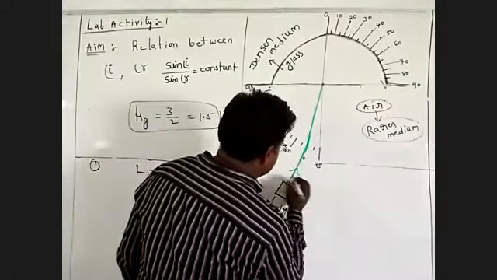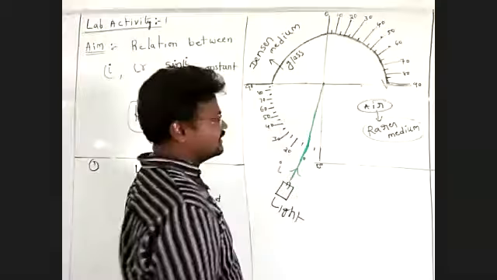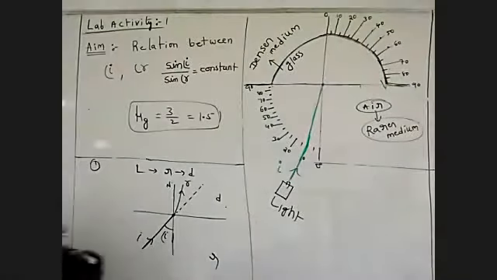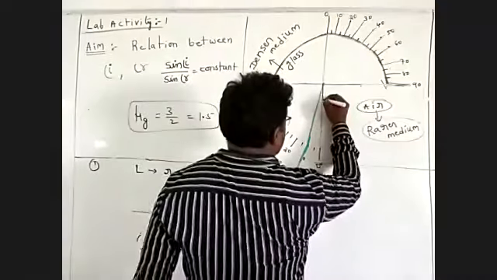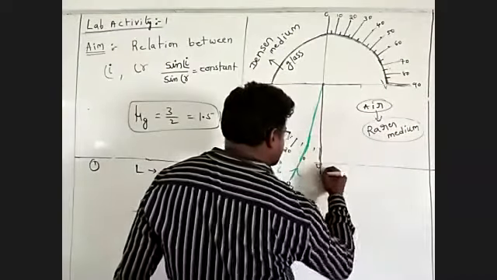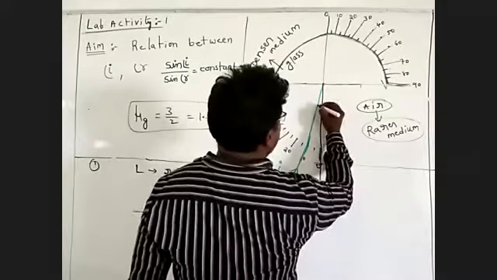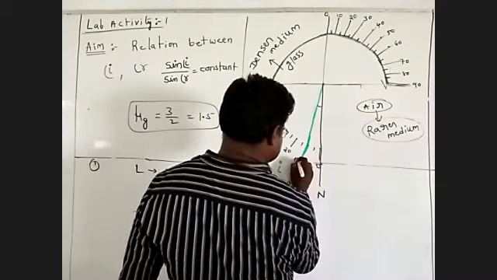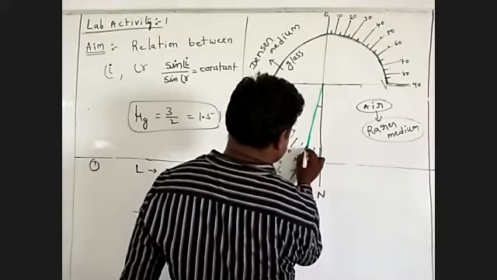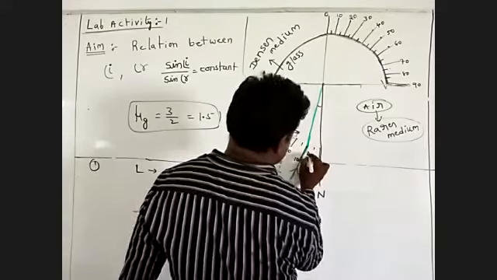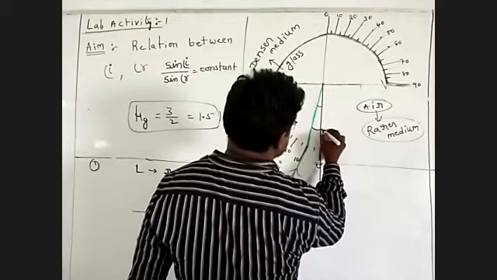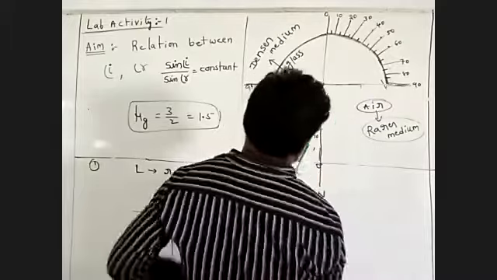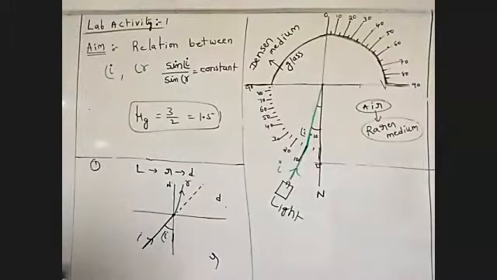Now this is what we call the incident ray. Now you will see, this is what we call the normal line. Here the angle is 10 degrees. This is angle of I, which is equal to 10 degrees.